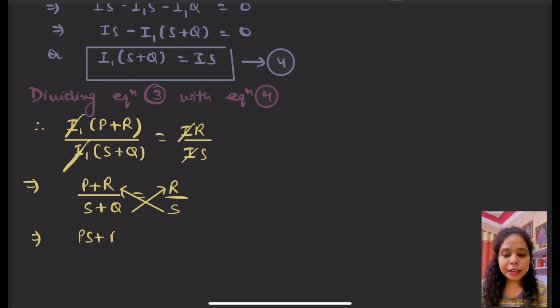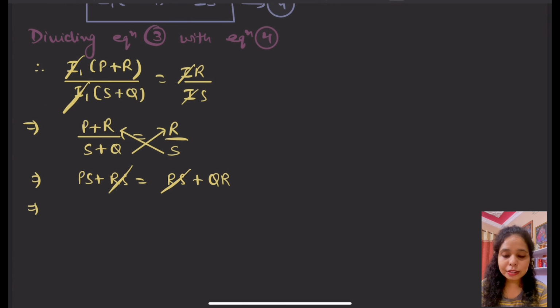Now we need to cross multiply these terms so that we can solve the equation. So we have PS plus RS is equal to SR plus QR. Now RS and RS can be cancelled out because they are the same terms on opposite sides of the equation. So PS is equal to QR.